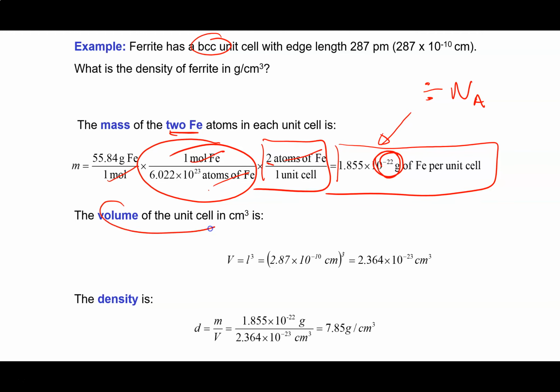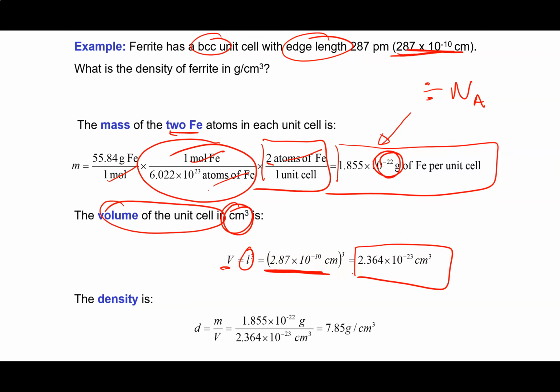Now we need the volume of our 1 unit cell, and we need that in centimeters cubed. That's not too hard because they actually gave us the edge length in centimeters. So we just take the edge length and cube it, and we get the volume. Again, it should be a very small number. If your mass and your volume are not little numbers, then you have made a mistake.